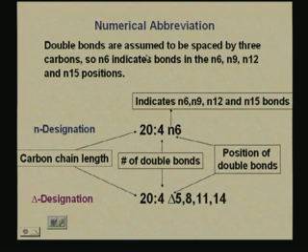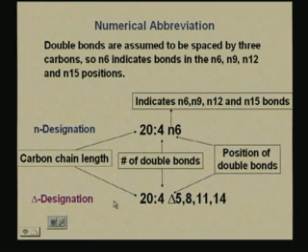So, the double bonds are assumed to be spaced by 3 carbons. Here in the omega designation only n-6 is specified and nothing else. But in the delta designation, the position of the double bonds is written explicitly, where we now know that if this is the nomenclature, it means that you have a carbon chain length of 20, there are 4 double bonds, and the positions of the double bonds are 5 and 6, 8 and 9, 11 and 12, 14 and 15.